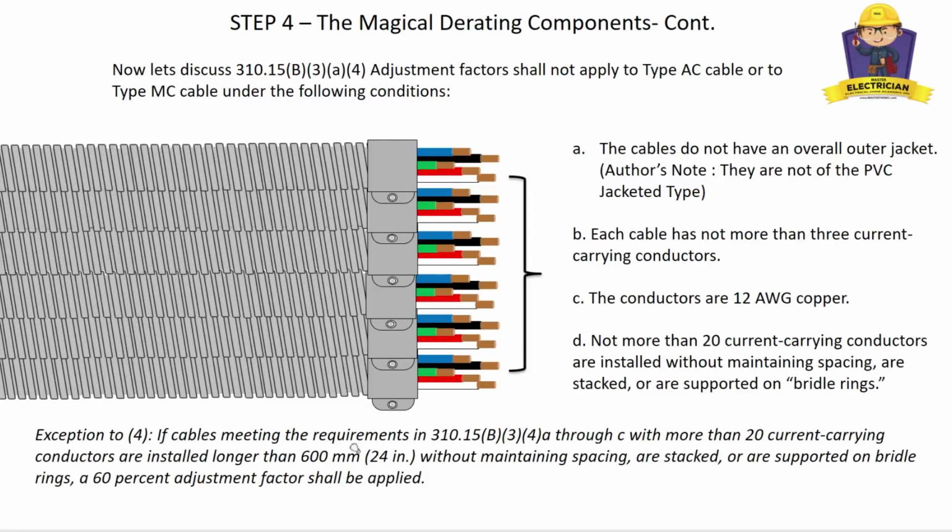If cables meeting the requirements of 310.15(B)(3)(a)(4)(a) through (c), which we talked about here, with more than 20 current carrying conductors are installed longer than 24 inches without maintaining spacing, kind of same as we said here, or stacking, or are supported on bridle rings, a 60% adjustment factor shall be applied.